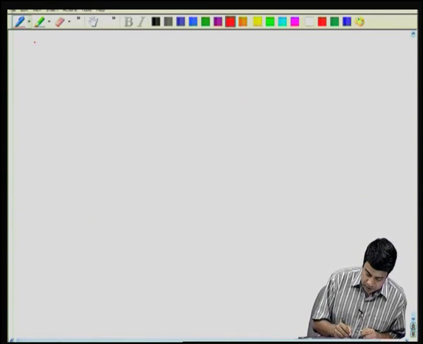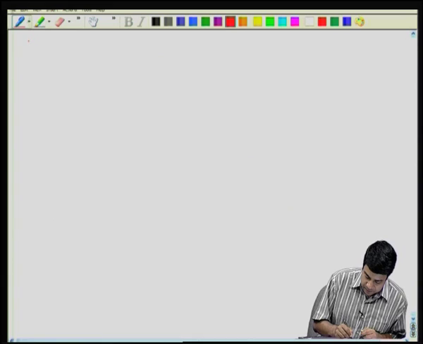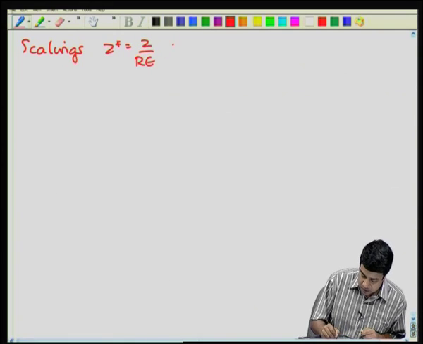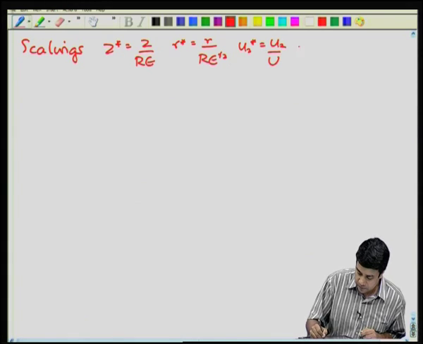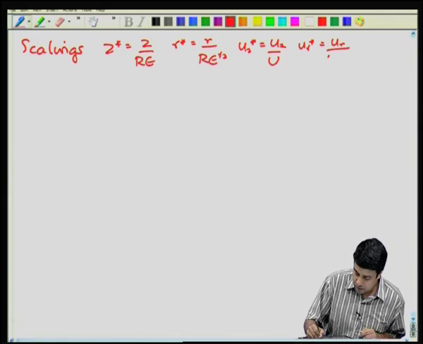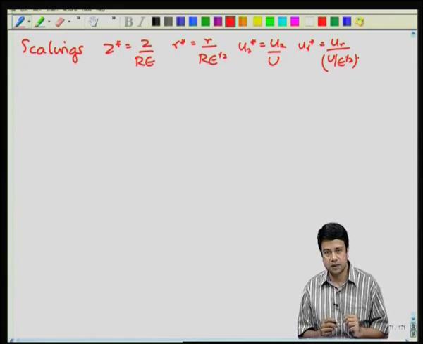So, let me write those scalings once again. z star is equal to z by R epsilon to the power half, r star is equal to r by R epsilon to the power half, u z star is equal to u z by capital U, and u r star is equal to u r by U by epsilon to the power half. Okay, so, those were the scalings.